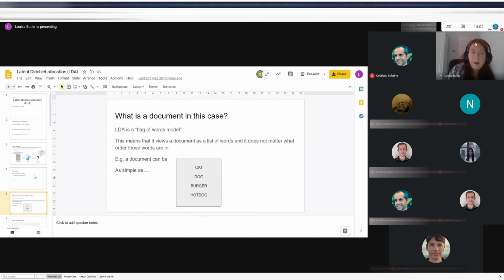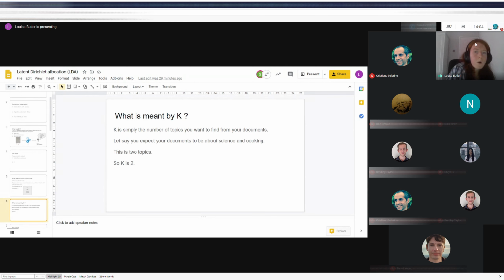So what are they? What is a document in this case? LDA is referred to as a bag of words model. That essentially means that it views a document as a list of words, and it does not matter what order those words are in. So a document can be as simple as you can see here, cat, dog, burger, hot dog, or it could be as complex as a blog or a news article. But regardless of the complexity of the document, it simply views it as a list of words, and it doesn't matter to LDA what order those words are in whatsoever. So that's what a document is in this case.